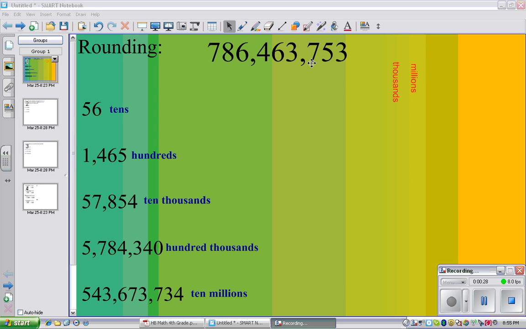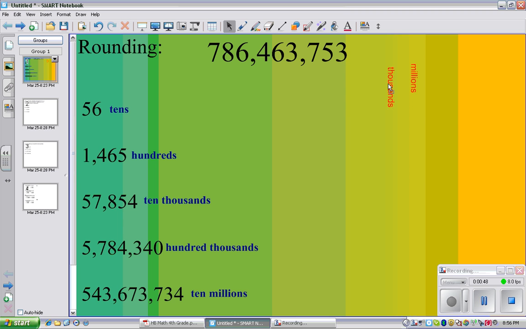Ones, tens, hundreds. Ones, tens, hundreds. Can you say it with me? Ones, tens, hundreds. That pattern repeats over and over again. The only trick to learning to read and write a large number like this is to remember what this comma says and this comma. Our first comma is the thousands place.